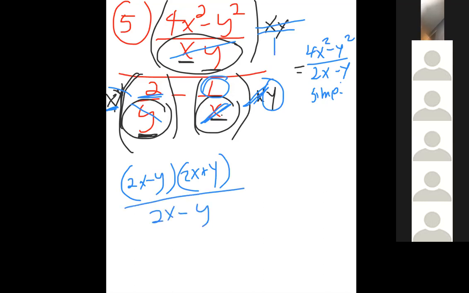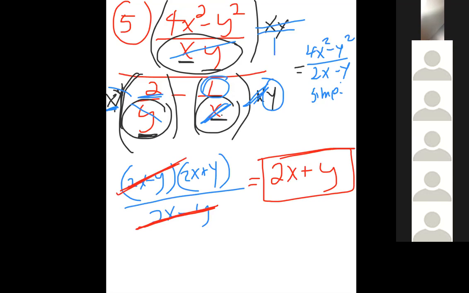Now, what you will notice is that we have a like factor in the numerator and denominator. So we're going to go ahead and cancel that. We're going to cancel out the 2x minus y with the 2x minus y. And that leaves us with 2x plus y. And this is the answer for this problem.